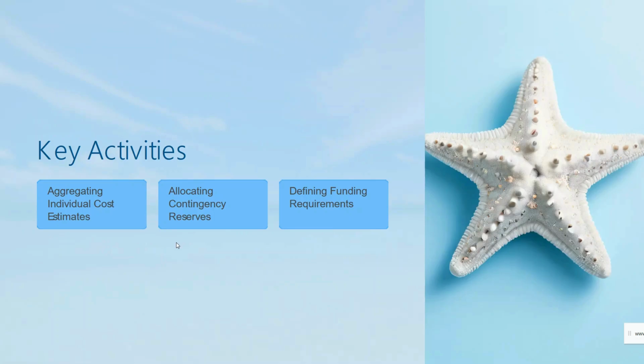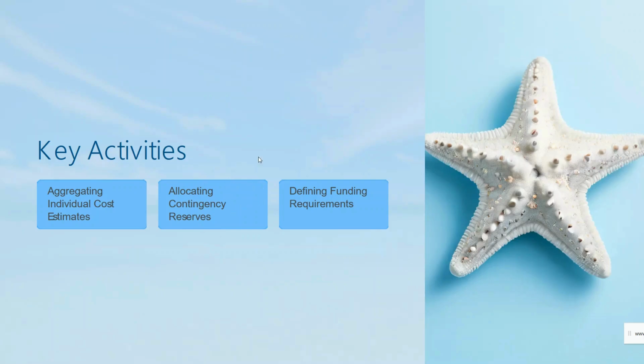Next, we have the key activities which we will perform for determining the budget. Aggregating the individual cost estimates means to combine the individual cost estimates to create an overall project budget. After that, we will perform the activity of allocating the contingency reserve. As I have discussed earlier, we will have the reserve funds to account for the risks that have been identified during the project planning process. These reserves will help to cover the unexpected costs that arise during project execution.